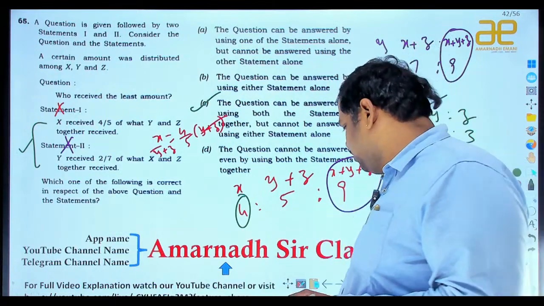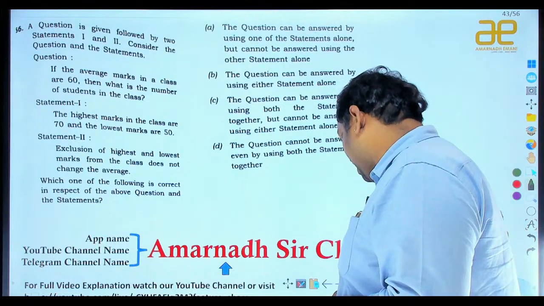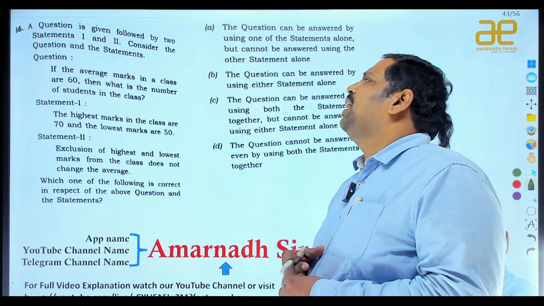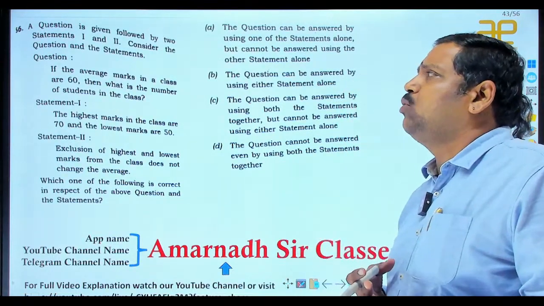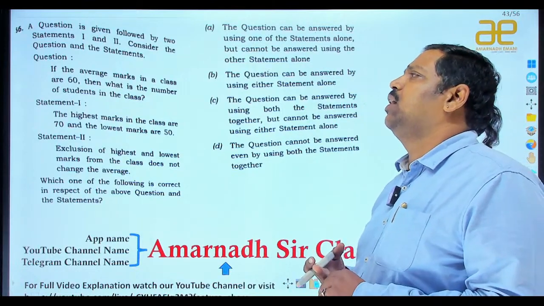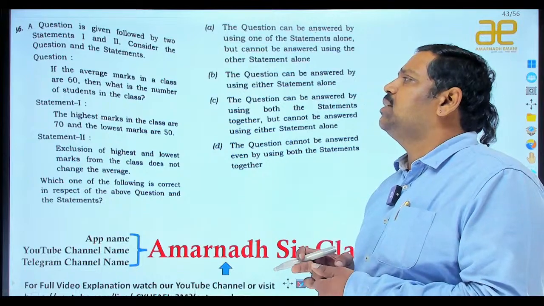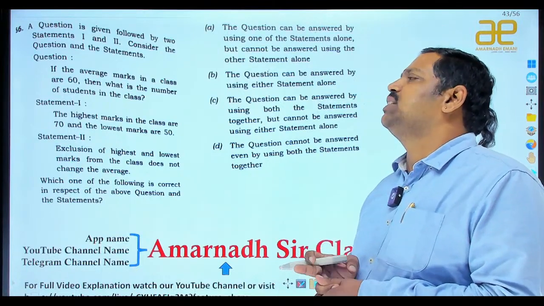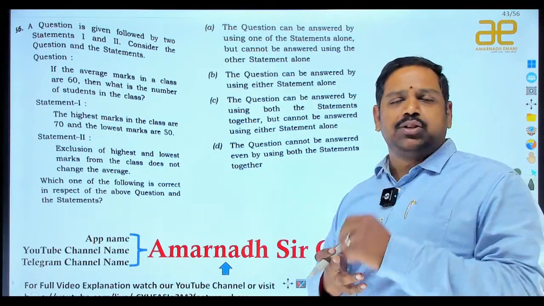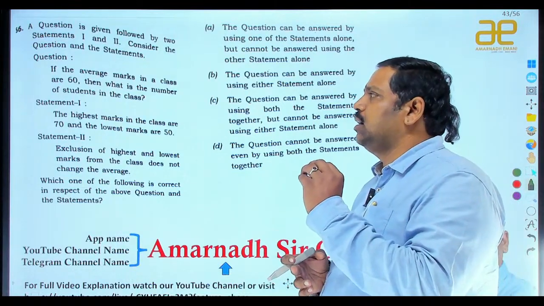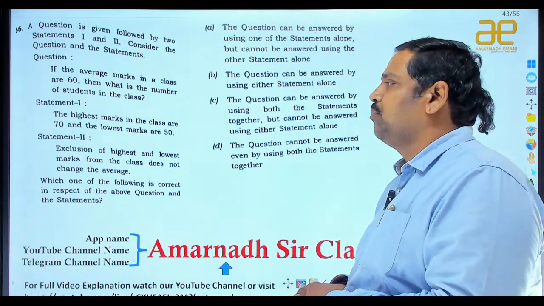Let's see the next beautiful question. A question is given followed by two statements, 1 and 2. Consider the question and so data sufficiency again. If the average marks in a class are 60, then what is the number of students in the class? He gave the average, and he's asking about the number of students.